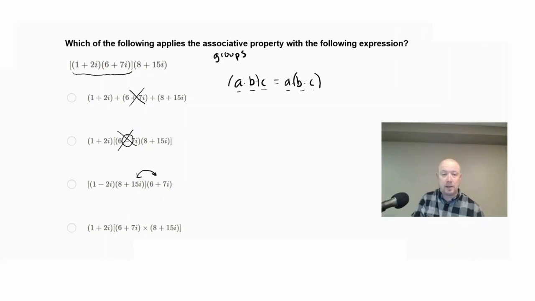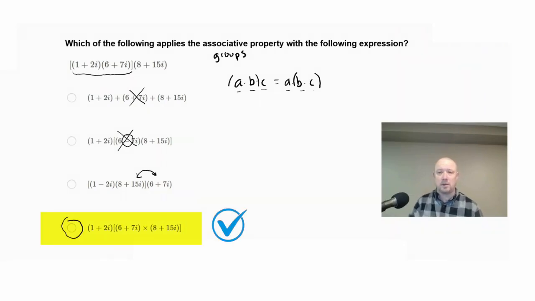All right, so the correct answer here would be multiplying the 6 plus 7i times the 8 plus 15i first in this grouping symbol, the brackets, and then multiplying by 1 plus 2i. So the last choice would be your correct answer.